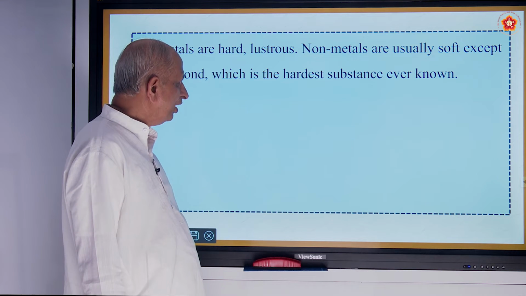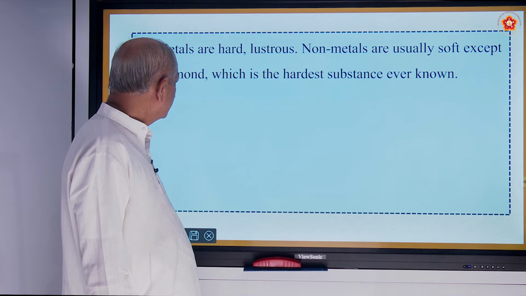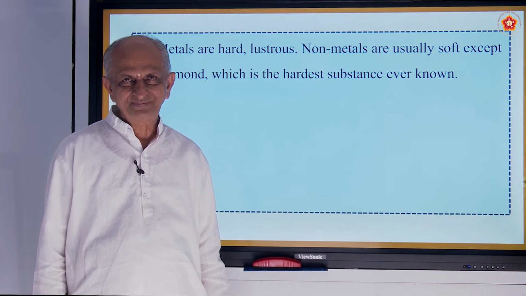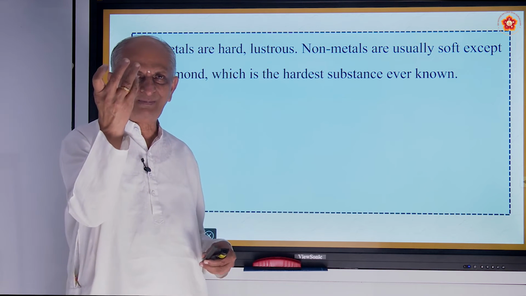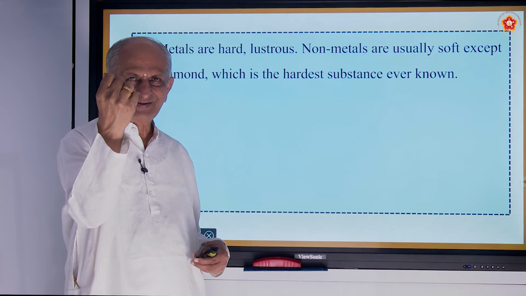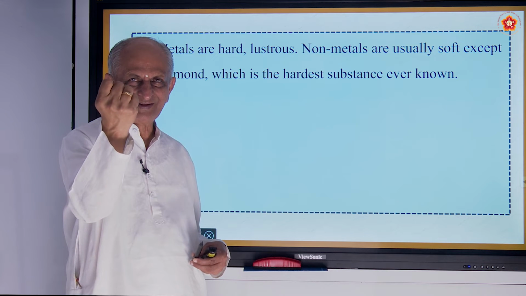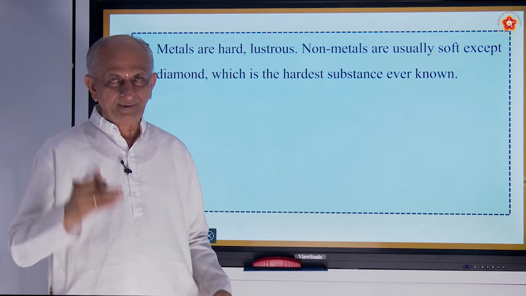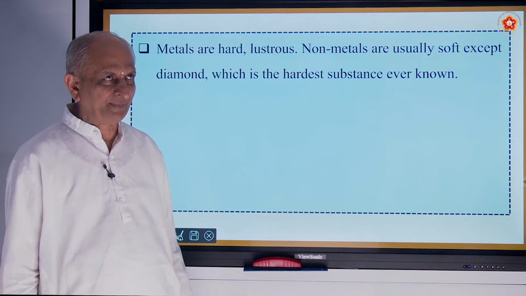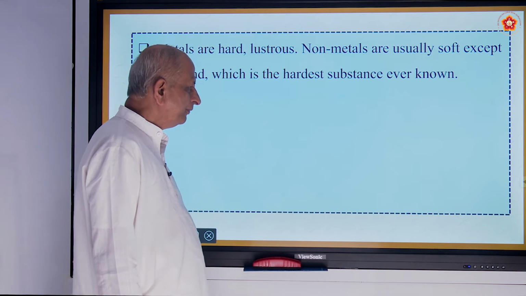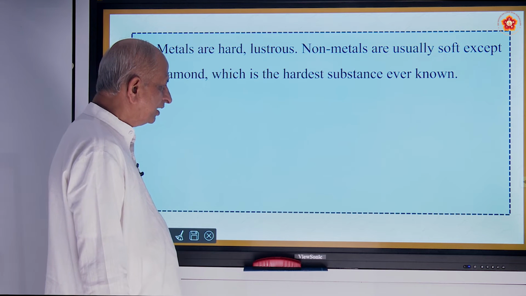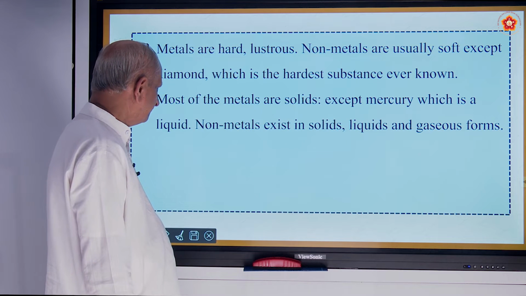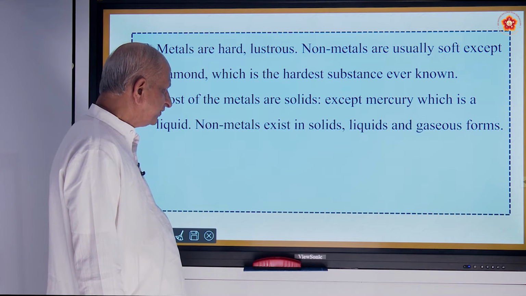Okay, so non-metals are usually soft except diamond. You heard about diamond? So this is a small piece of diamond, you may see. It is a very shining luster, correct? It is the hardest substance ever known, about which you study later. Okay, it's a form of carbon. So except diamond, almost all of the non-metals are soft in nature.